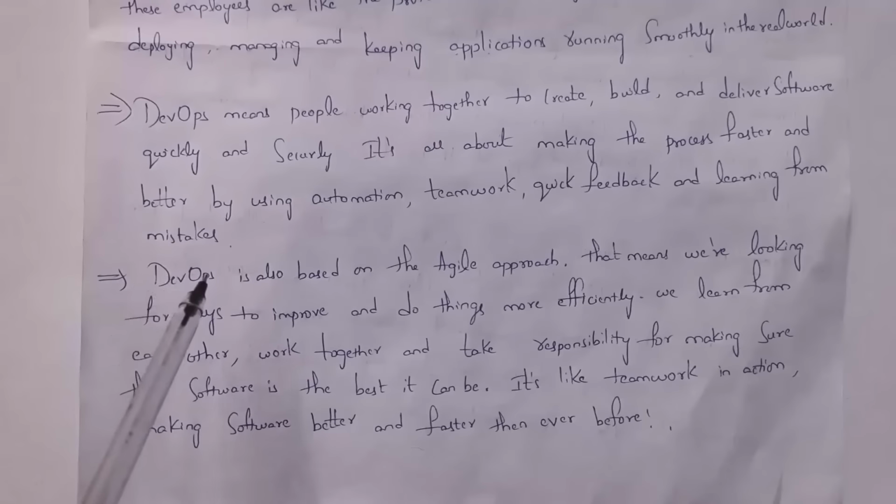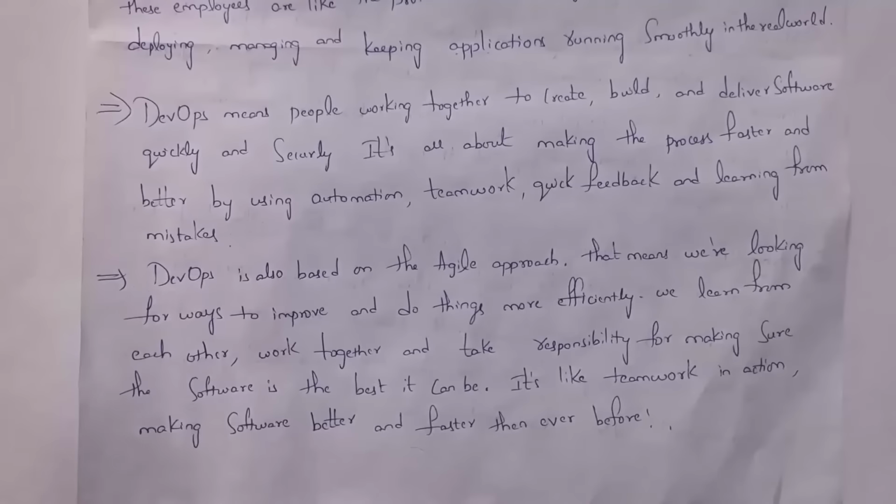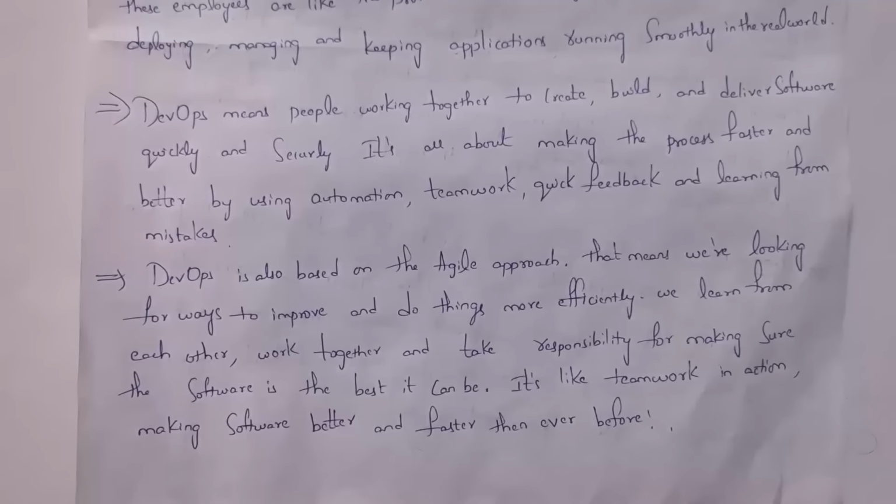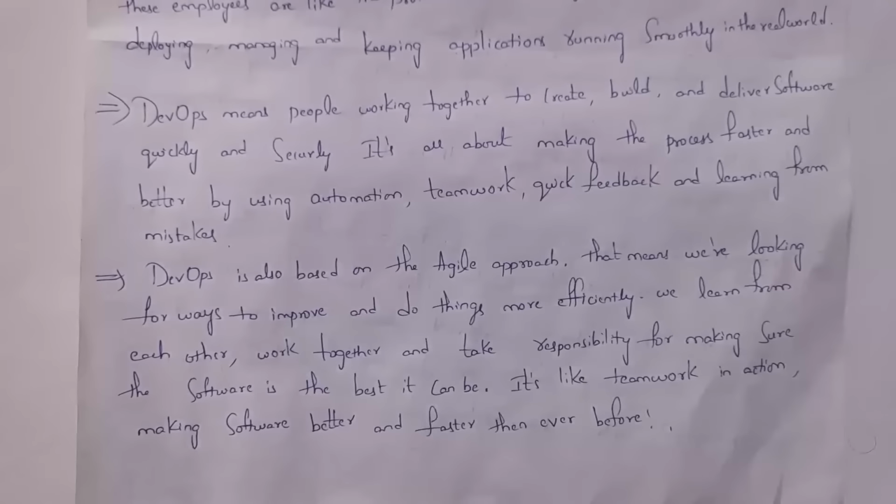DevOps is also based on the agile approach. That means DevOps and agile have only one goal, that is, they need to improve the software development process. They need to deliver software quickly and efficiently, and that software must meet customer expectations. By using the agile process they can improve software development, whereas DevOps is collaboration between the development team and operations team in order to improve the software development process.